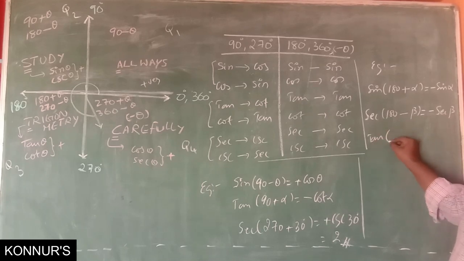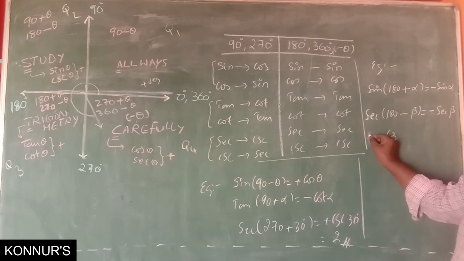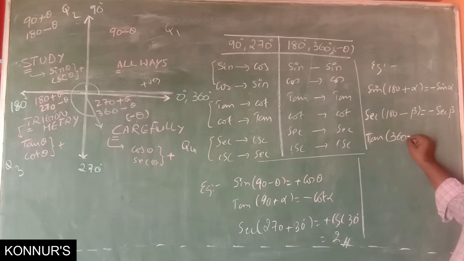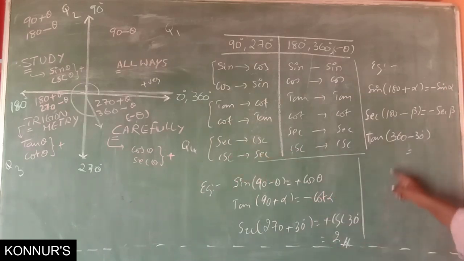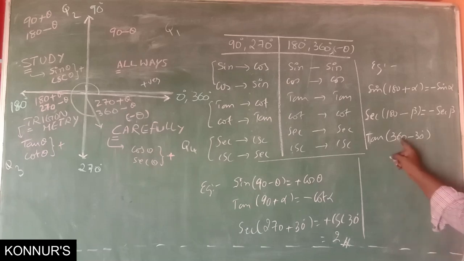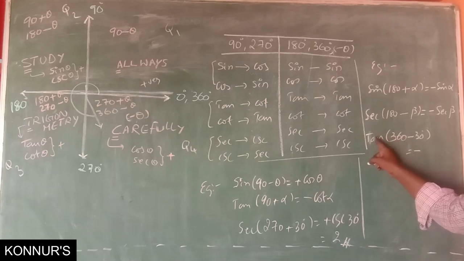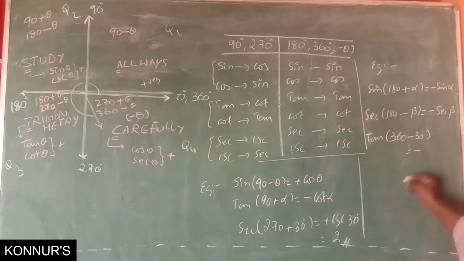One more example. Suppose tan of 360 minus 30 degrees is there. 360 minus is the fourth quadrant. In the fourth quadrant, cos and secant are positive, but here tan is there, so tan is negative. If 360 is there, tan remains tan, so it is minus tan 30 degrees. Minus tan 30 means minus 1 by root 3. Okay, now, is it clear?